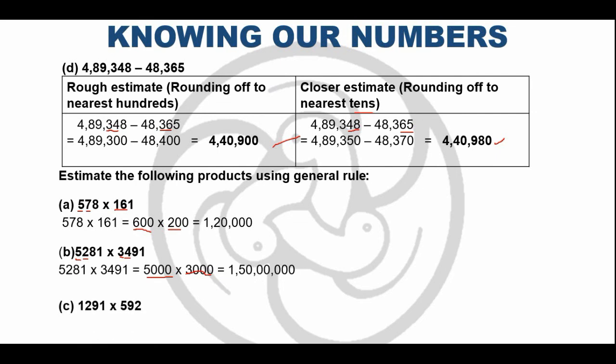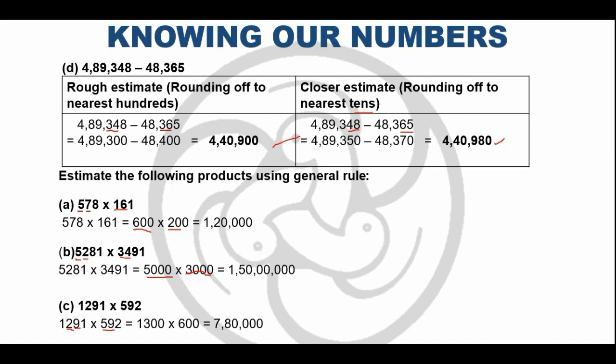Next one is 1291 into 592. So you have to round off to the nearest 100. What is in the 100 position? 2. The right side number is 9. So it is greater than 5. That means you have to add 1 to the 100 place value. So it will become 1300. Into, the 100 position is 5. The right side number is 9. So it is greater than 5. So you have to add 1 to the place value of 100. It will become 600. So 1300 into 600 equals 7,80,000.